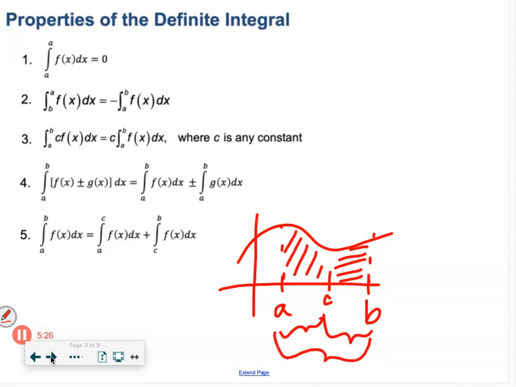plus the area from c to b and get the whole area from a to b. C is traditionally in the middle, but it really doesn't have to be, and it can actually be on the outside. You'd just be adding and subtracting, but it would mathematically still work.